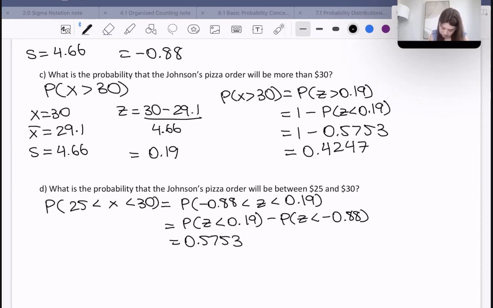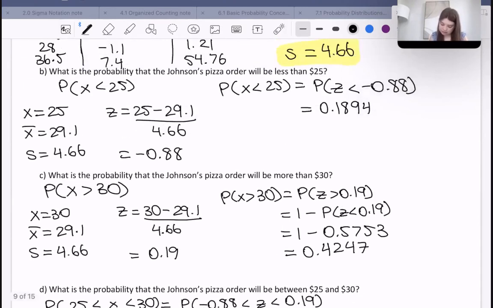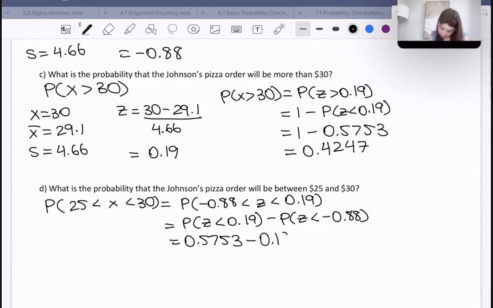And then the last one is the probability that the Z-score is less than negative 0.88, which is 0.1894. So 0.5753 minus 0.1894 is 0.3859. And there we have it. So the probability that the pizza order will be between $25 and $30 is going to be 0.3859.